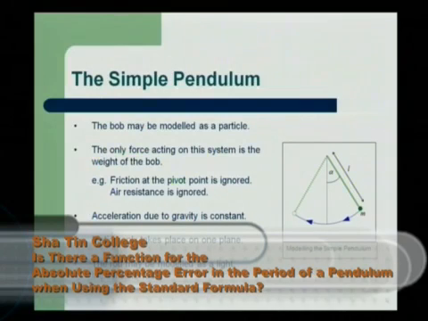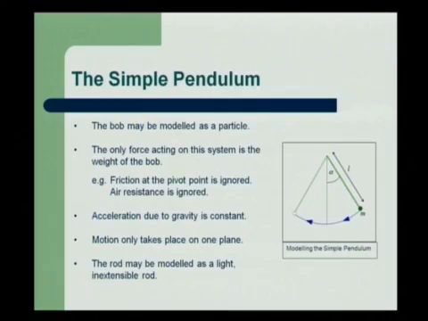To model the simple pendulum, we consider a bulb of mass m attached to a rigid rod of length L. This bulb is pulled back at an angle alpha, measured from the vertical, and then released. There are a number of assumptions and simplifications that are made, as can be seen.